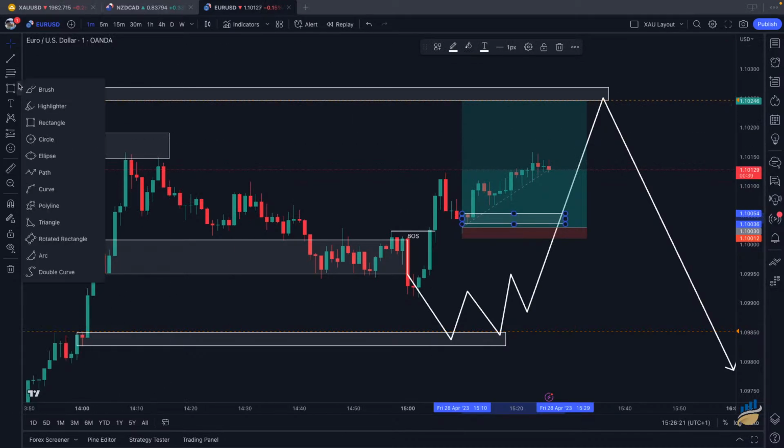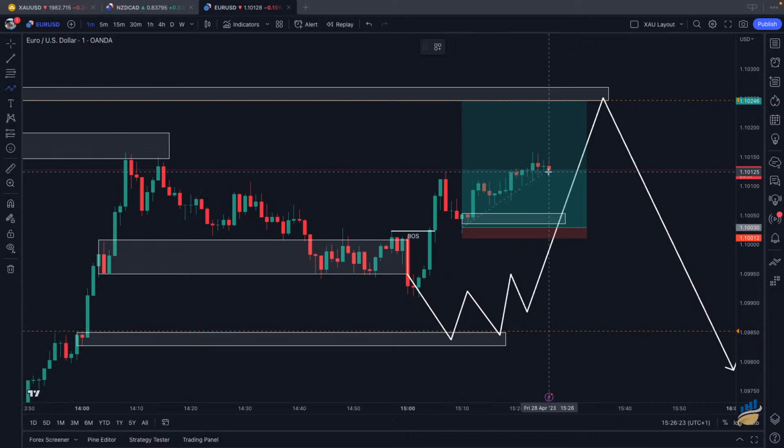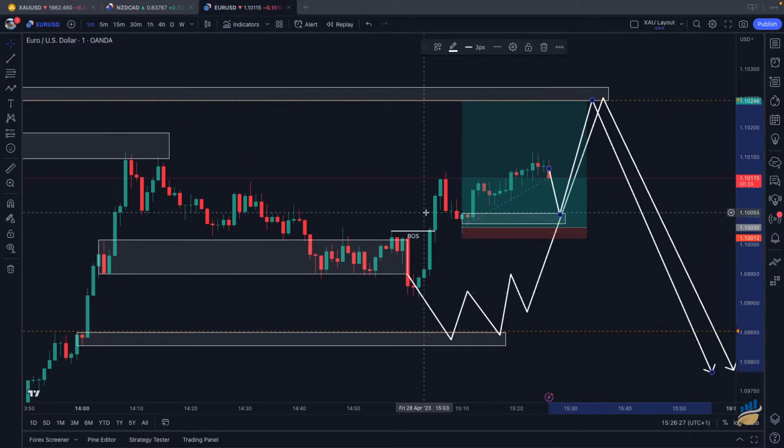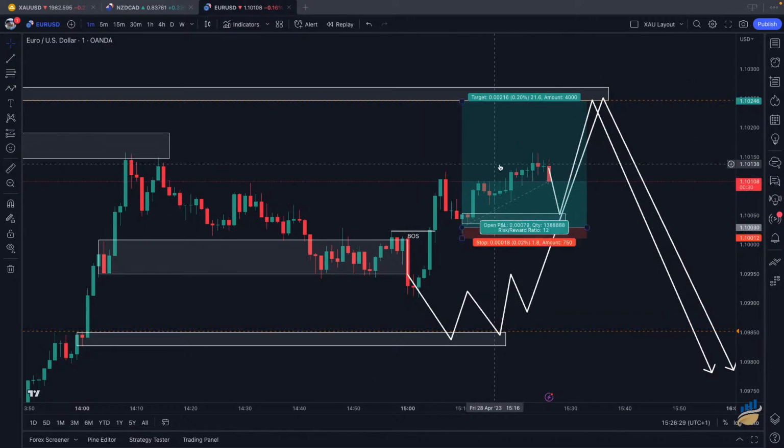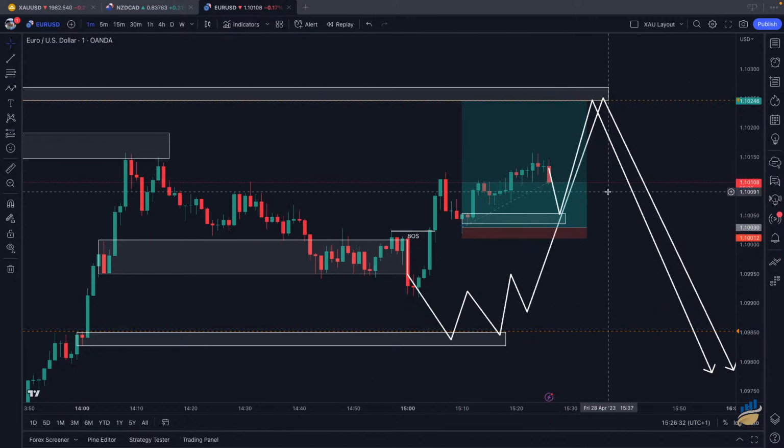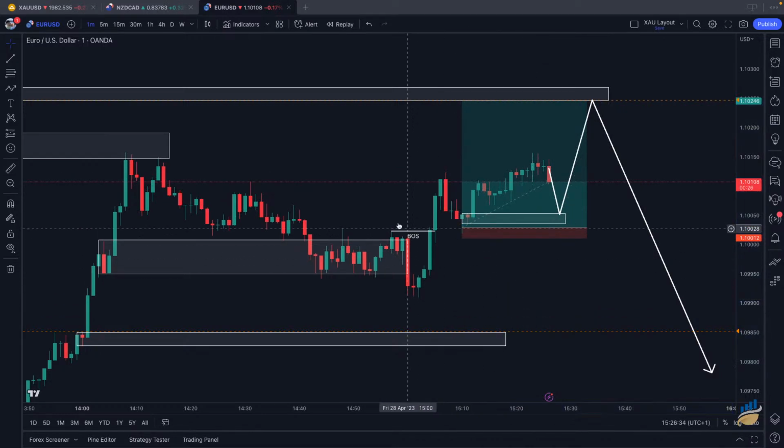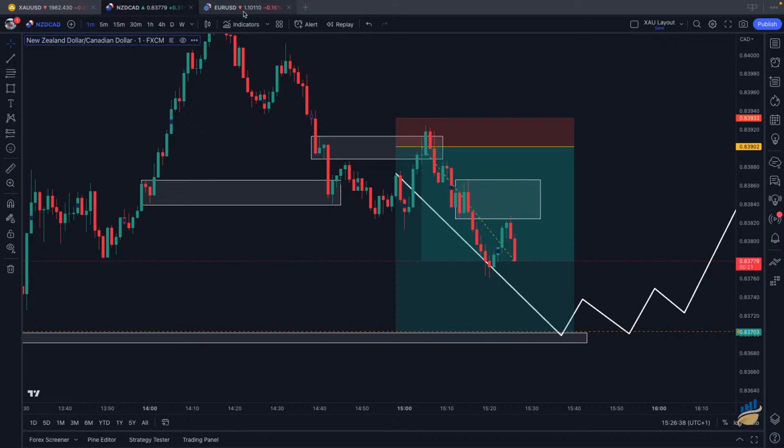So there are 2 potential outcomes with this. We could see this happen, or we just have a continuation in bullishness, but it looks as though price is pulling back to tap us into this demand zone. But it'll be interesting to see.